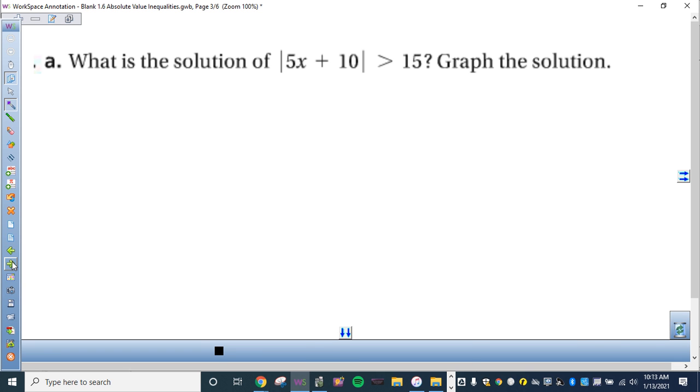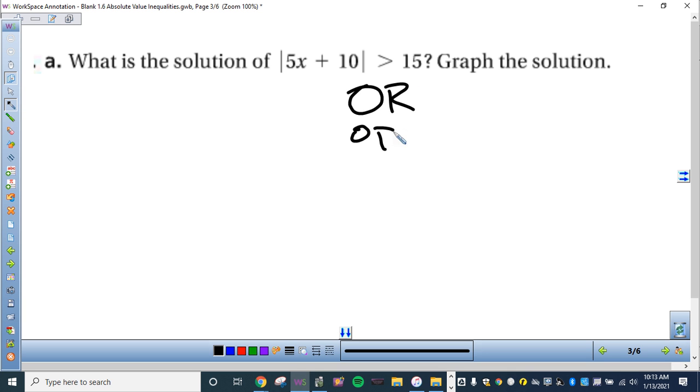So, first of all, this is an or. It's also an open dot. So if you finished, did you pay attention to that? Raise your hand if you did an open dot on your graph. Raise your hand if you did a closed dot on the graph. I know somebody's lying. All right.